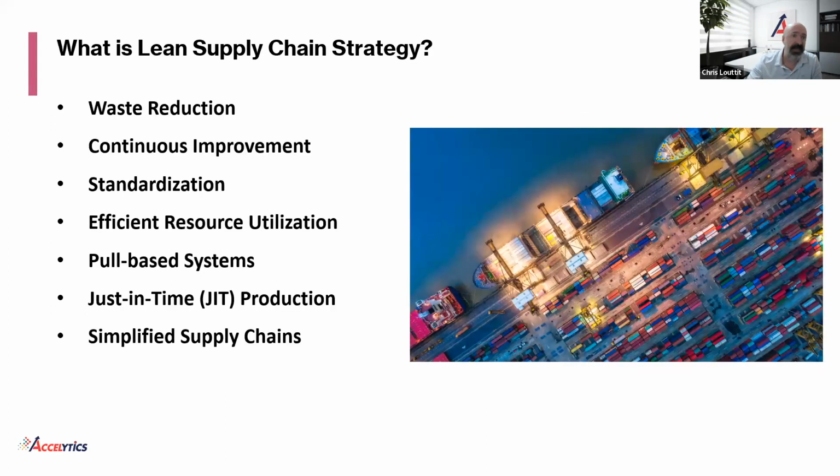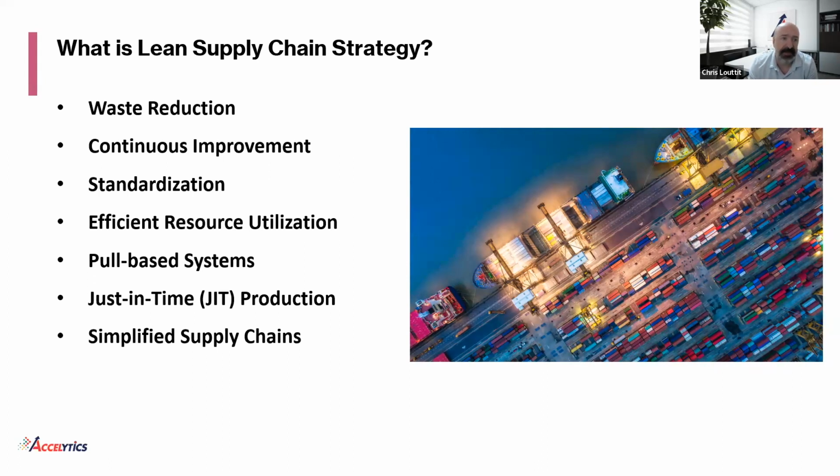The first thing is the lean supply chain strategy. So lean supply chain strategy, it's an approach that's focused on eliminating waste, minimizing inefficiencies, and optimizing processes to achieve maximum efficiency and cost effectiveness. It aims to streamline every aspect of the supply chain to deliver products or services to customers with the least amount of waste, excess inventory, and non-value added activities.